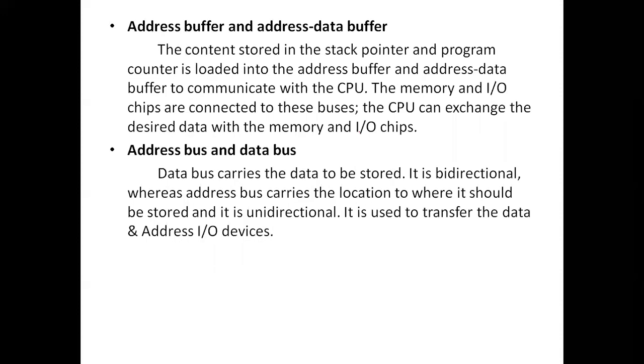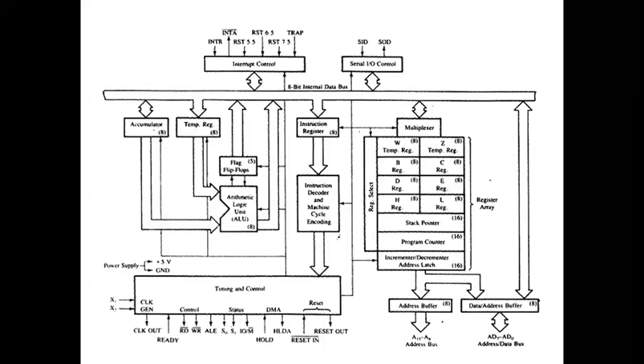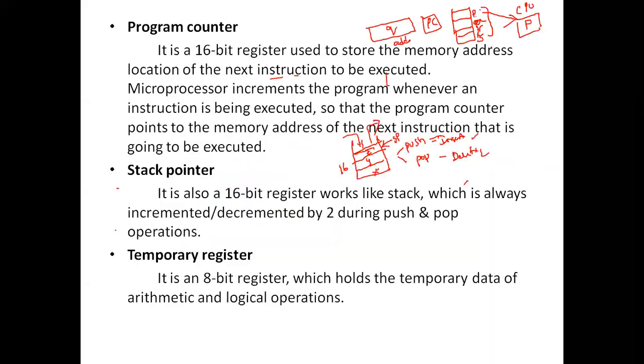And next one is address buffer and address data buffer. Address buffer is used to hold higher order bits, and address and data buffer is used to hold the lower order bits as well as the data. So address bus and data bus. Data bus carries the data and address bus carries the address. So this is the block diagram of 8085 architecture as we have seen in the first slide of our PPT. Fine. This is how 8085 architecture is going to be.